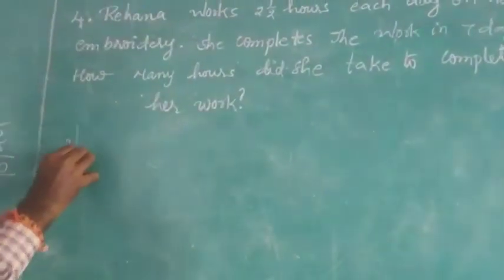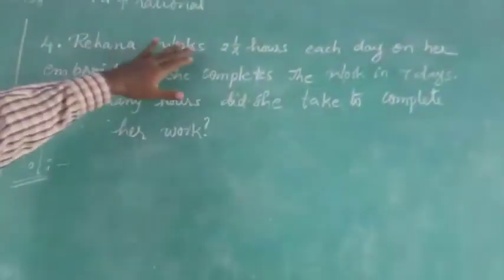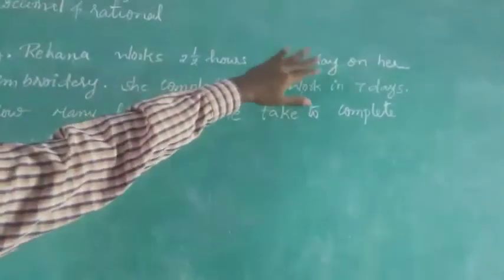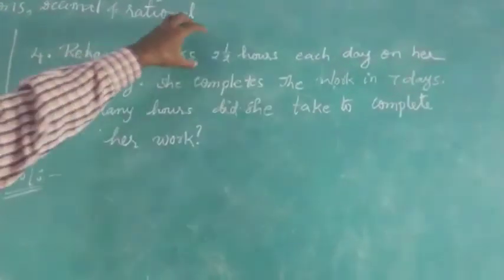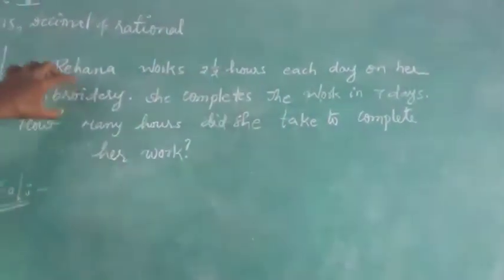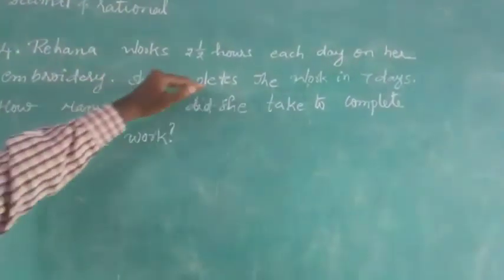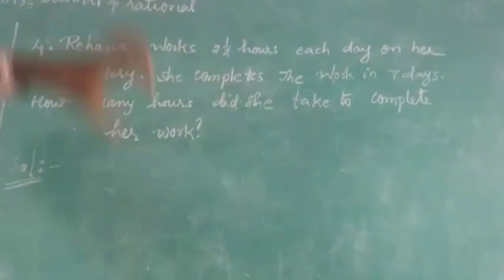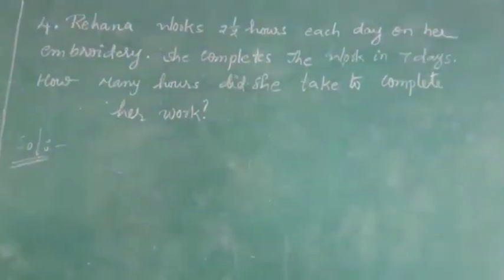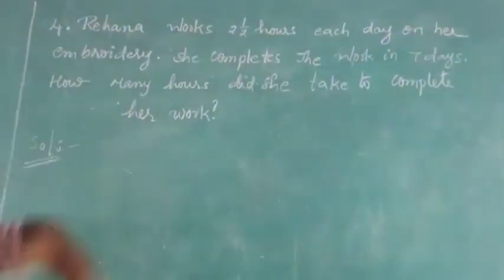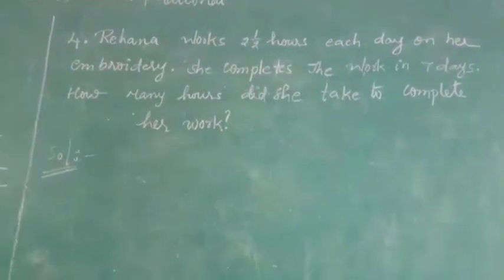So this is the question given. Rehana works 2.5 hours each day on her embroidery work. Means in one day she will work for 2.5 hours for embroidery work. She completes the work in 7 days. So she will complete the total embroidery work in how many days? 7 days. How many hours did she take to complete her work? Means in how many hours she completed is what the question is asking.